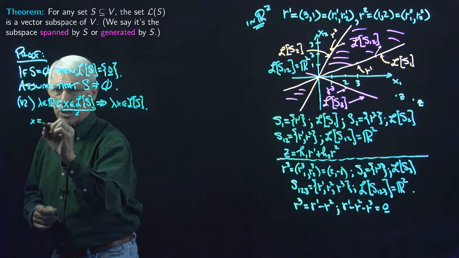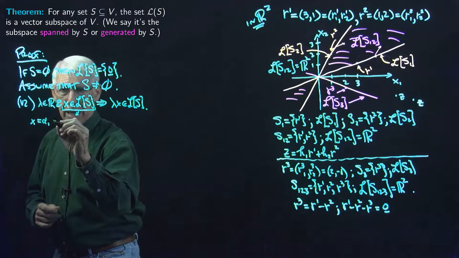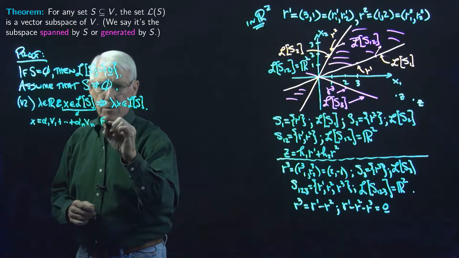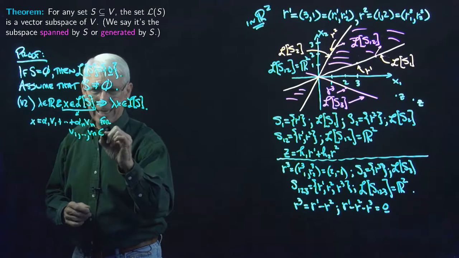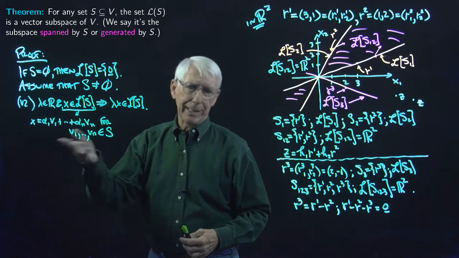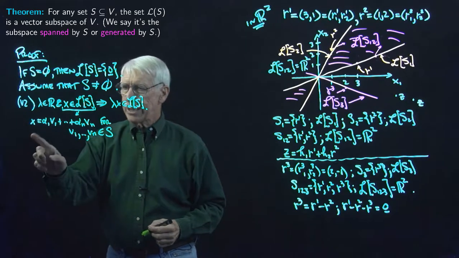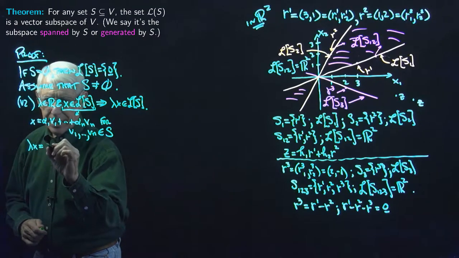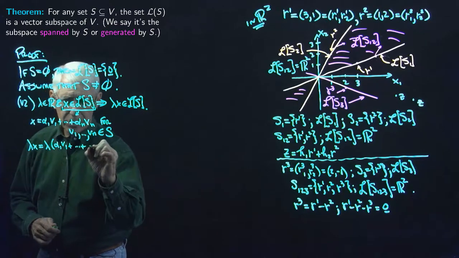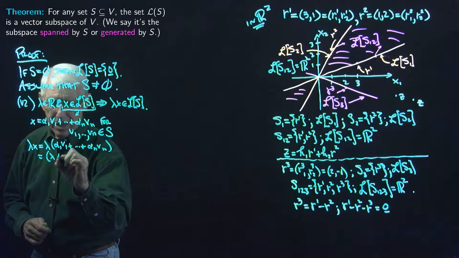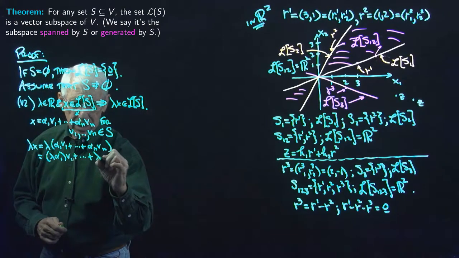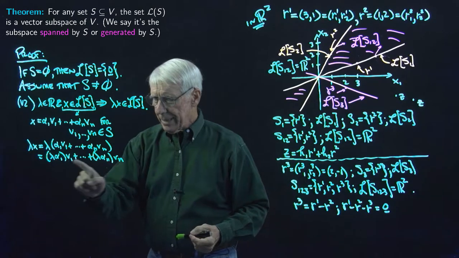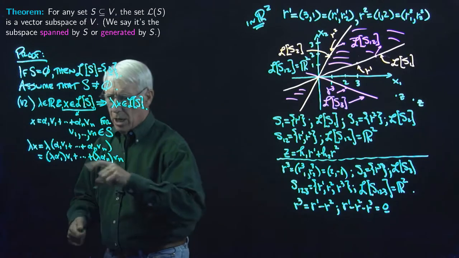So that says that X equals alpha 1 V1 plus out to alpha n Vn, for V1 to Vn in S, and of course, for some scalars, the alphas. So if X is this linear combination of vectors in S, then what's lambda X? Lambda X then is lambda times alpha 1 V1 out to alpha n Vn, but that's just lambda alpha 1 V1 plus lambda alpha n Vn. And so clearly each of these is a scalar. The alpha 1 is a scalar, lambda times alpha 1 is a scalar. So each of these is a scalar.